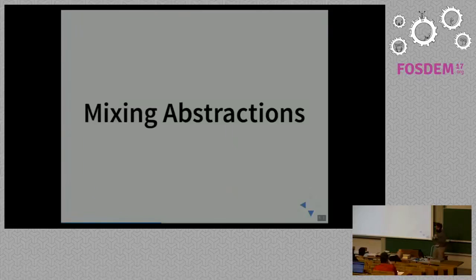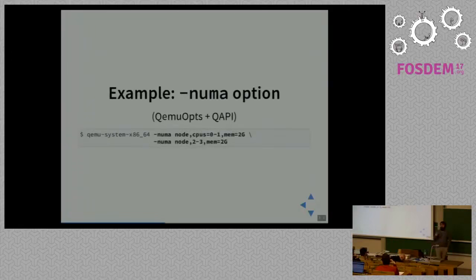Now that we have seen an introduction to each of those abstractions individually, let's see how they work together. That's where things get interesting. The first example we have inside QEMU is the -numa command line option. It's one case where we mix QOM and QAPI together. Let's see how it does that.